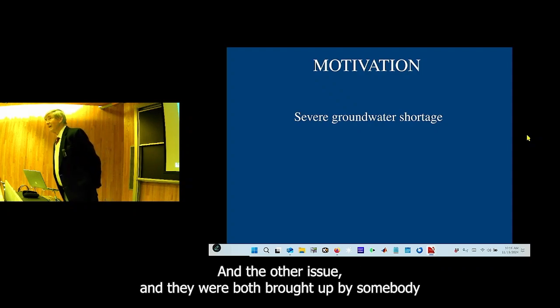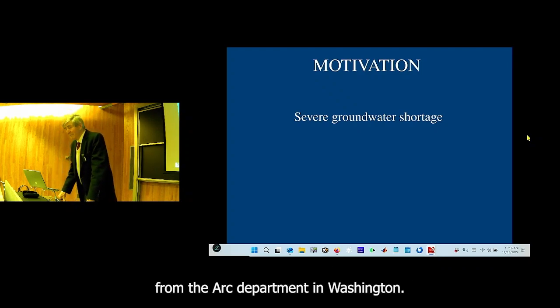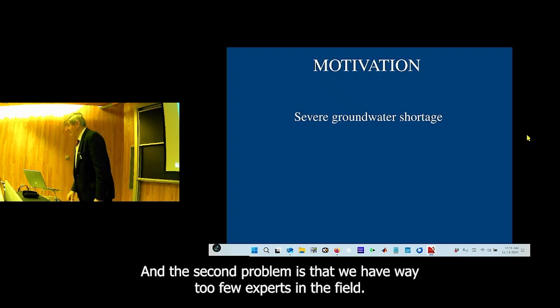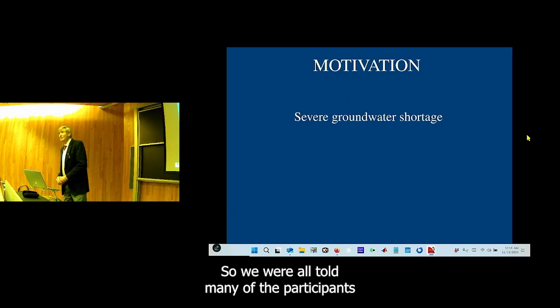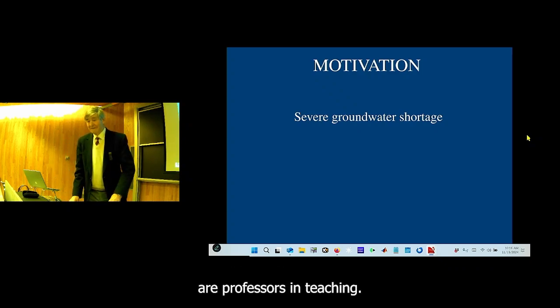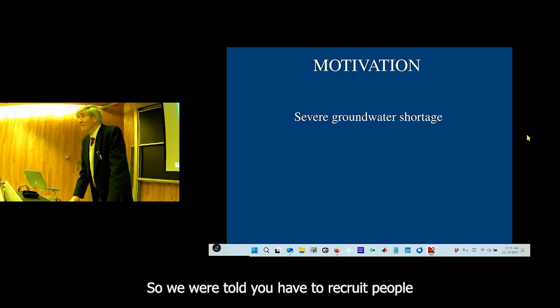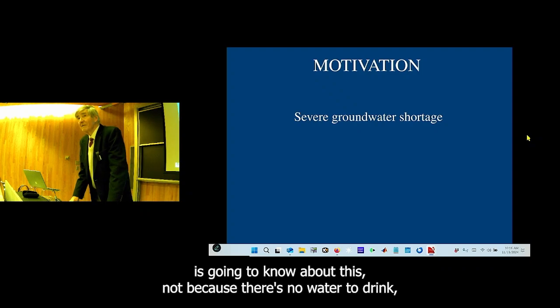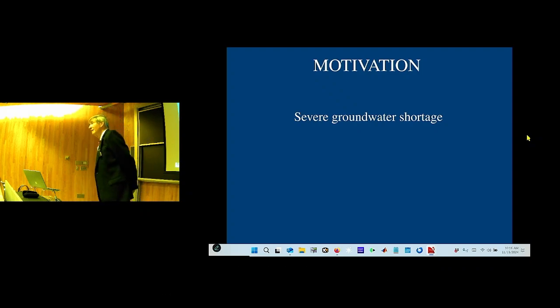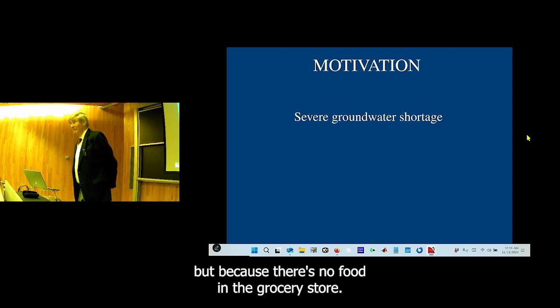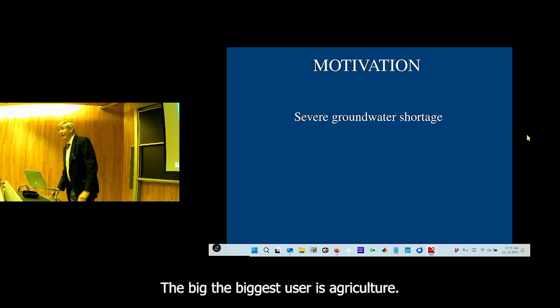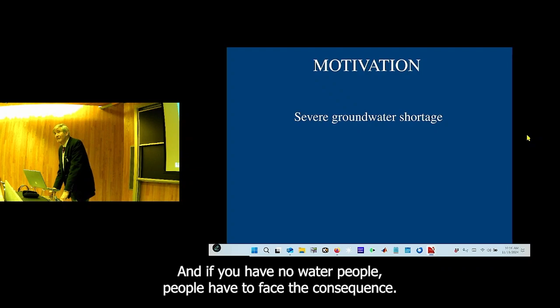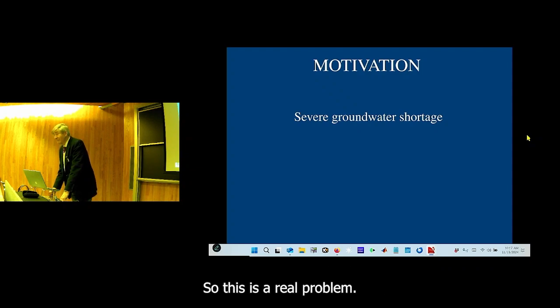So that's one issue. And the other issue, and they were both brought up by somebody from the Ag department in Washington, is that we have way too few experts in the field. So we were all told, many of the participants are professors teaching groundwater, you have to recruit people, because pretty soon everybody is going to know about this, not because there's no water to drink, but because there's no food in the grocery store. The biggest user is agriculture. And if you have no water, we will have to face the consequence. So this is a real problem.